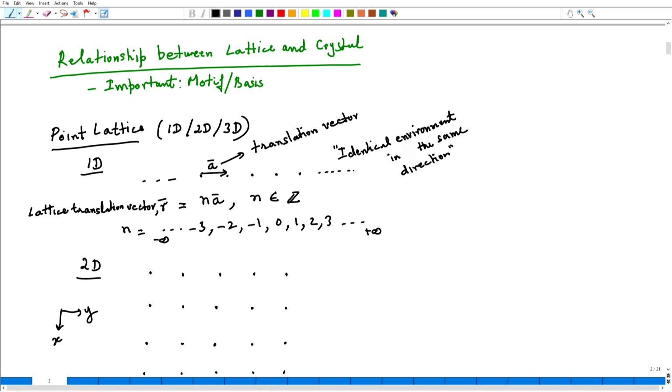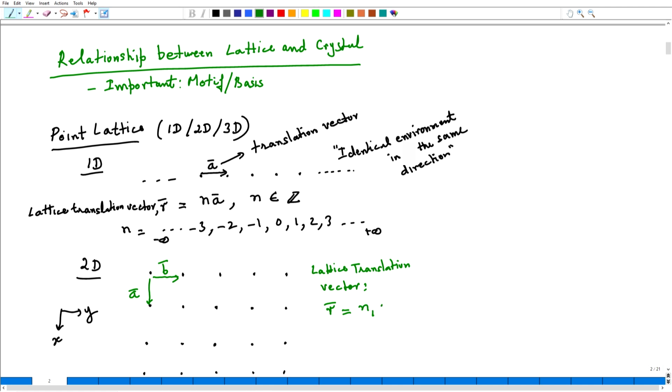Here, now if I have to look at a translation vector, so I can let me call this as A and the second vector as B. Now, if I have to write a lattice translation vector for this, so the lattice translation vector R, I can write in terms of 2 integers.